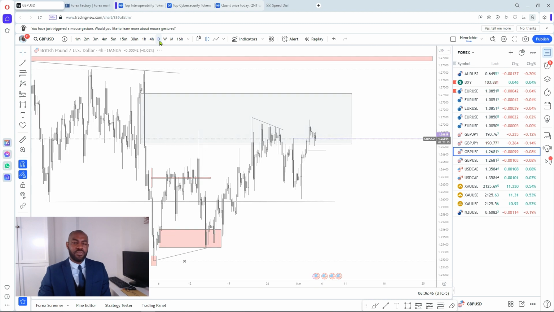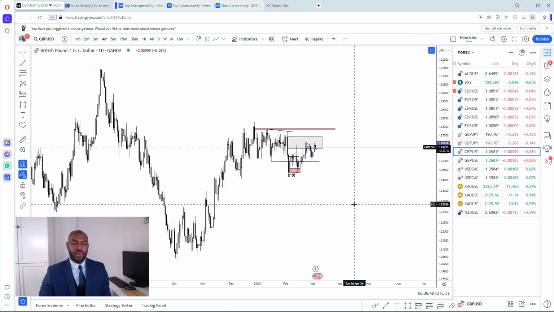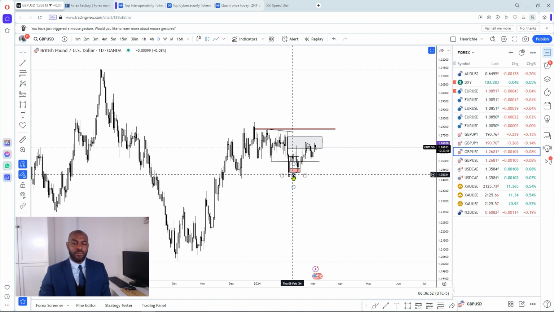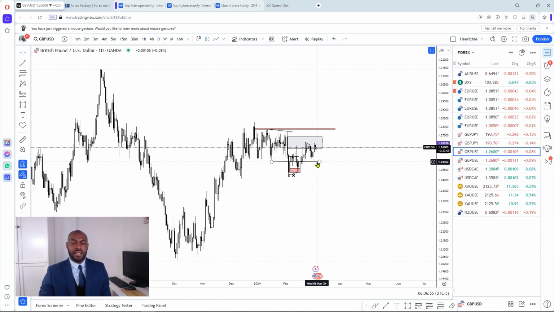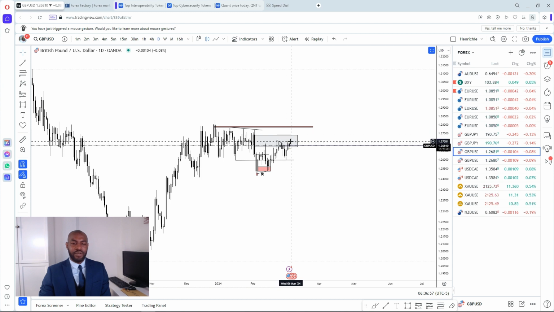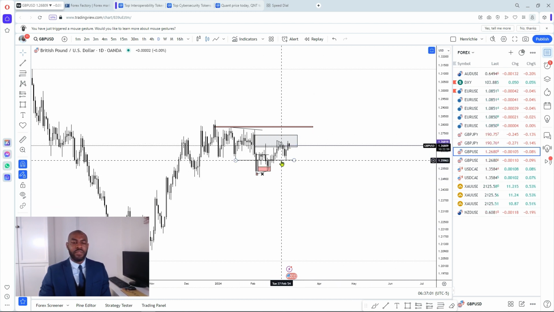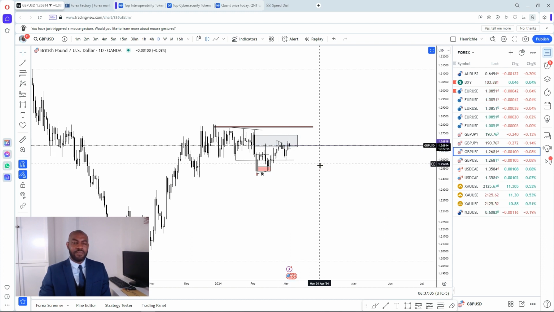If I wanted to buy GBP US dollar, I'd prefer to buy it at a lower price. And right here, there's just too much liquidity resting. Here we have low resistance liquidity, and price can potentially, for any reason, reverse and wipe this low. So that's why I wouldn't be interested in trying to buy it from where it is, but trying to sell it as well is something that I'm not interested in doing.